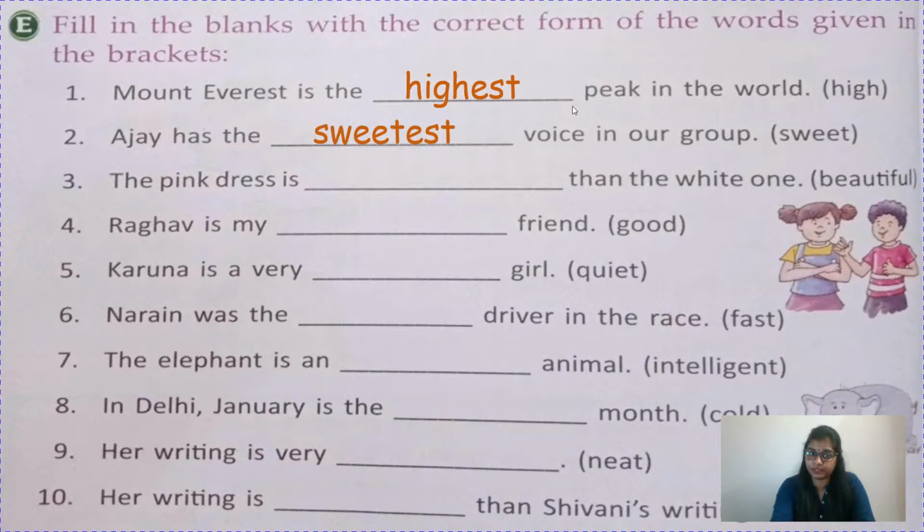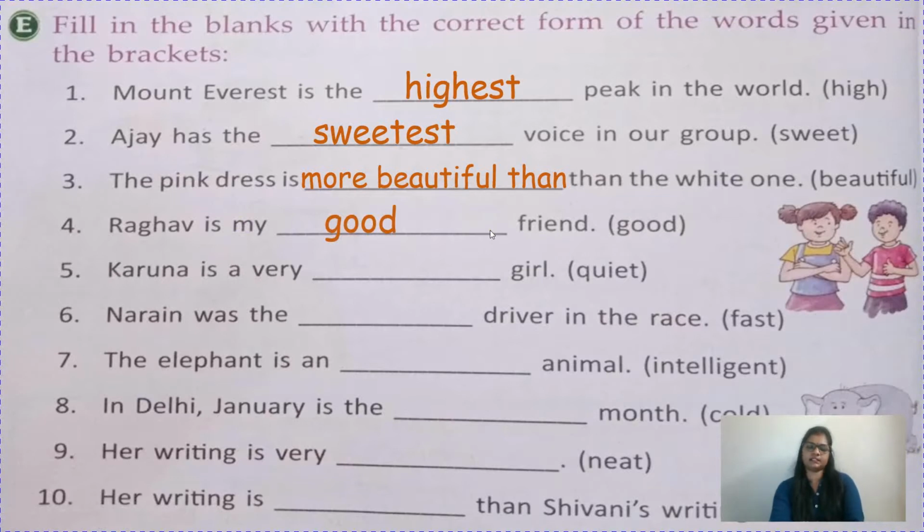The pink dress is dash than the white one. See children, we are comparing pink dress and white dress. So we will use comparative degree. So more beautiful than. Okay, than is already written here children. So you will not write here than again. Okay, by mistake I have written. So only you have to write more beautiful. Raghav is my dash friend. We are talking only about Raghav. So positive degree, that is good.